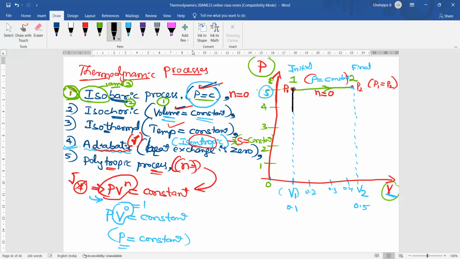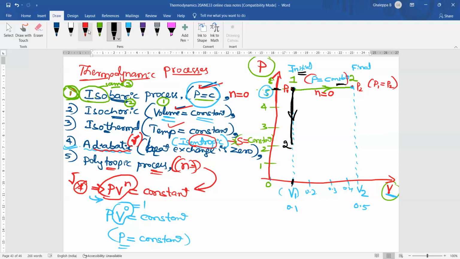Horizontal, sir. Horizontal is for isobaric. Horizontal means pressure will be constant. I need volume constant. Vertical line. So point number 1 is the initial point. Point number 2 is the final point. So now you do not look at this 1 to 2. It is over. It is for isobaric only. You look only at this vertical line.